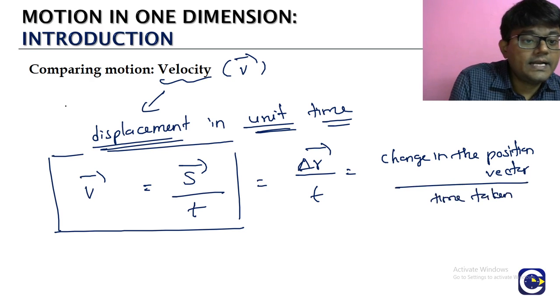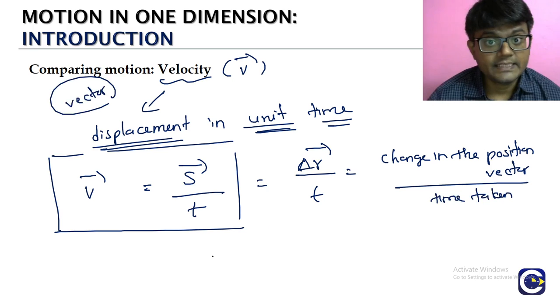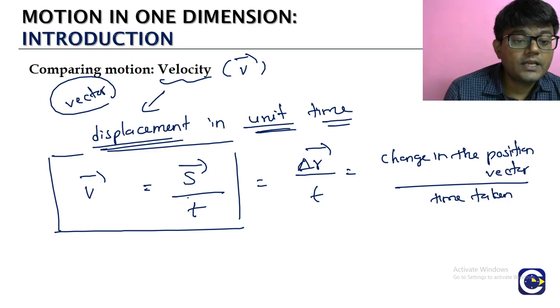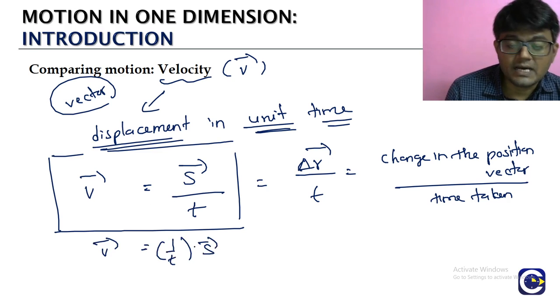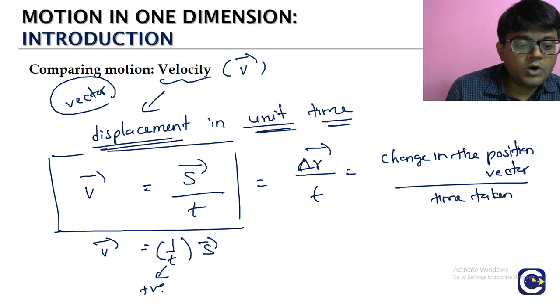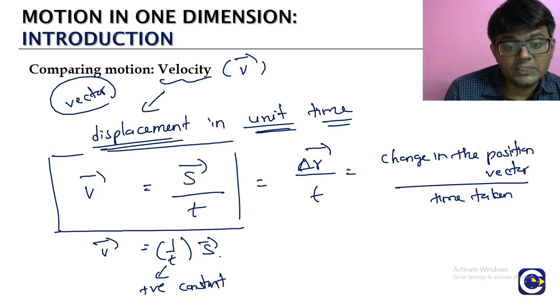Okay, and velocity is a vector quantity. If you try to understand the relation in terms of vectors, it is like we are multiplying a constant 1 by t with s bar. Here we are multiplying a positive constant to the displacement vector.